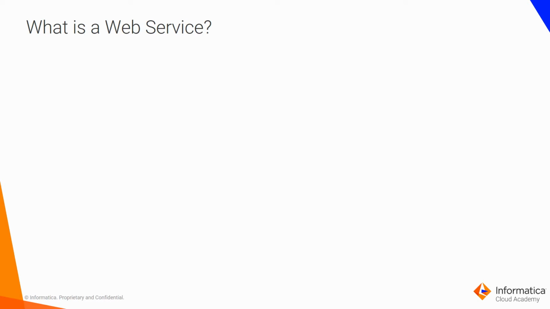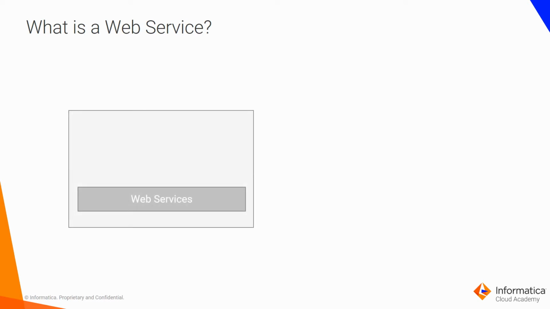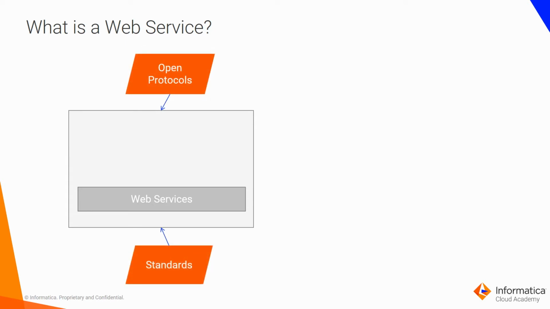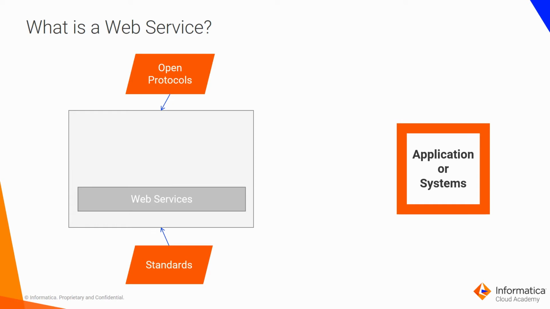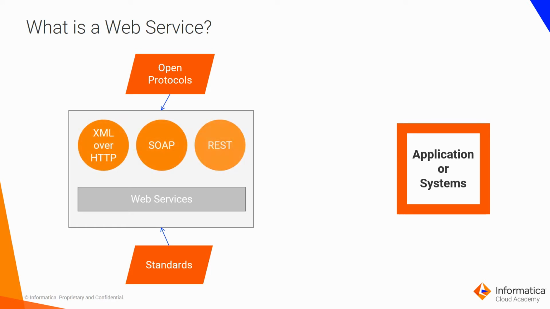First, let us understand what web services are. A web service is a collection of open protocols and standards used for exchanging data between applications or systems. It is a service that is available via standard web protocols such as HTTP, SOAP applications, or systems. Web services are a set of tools that can be used in a number of ways. The three common styles of use are XML over HTTP, SOAP, and REST.